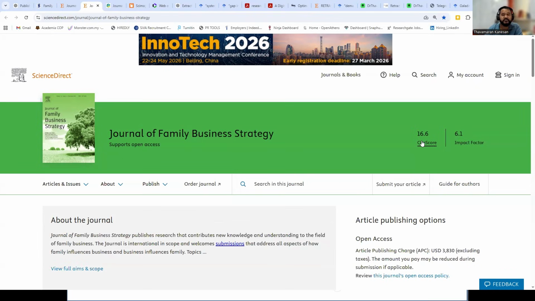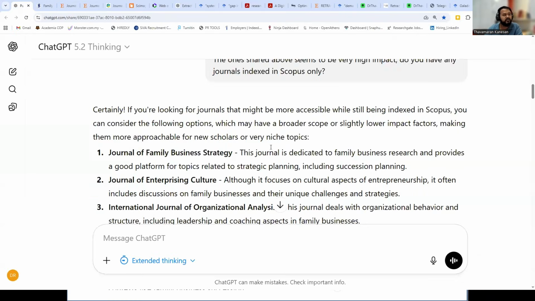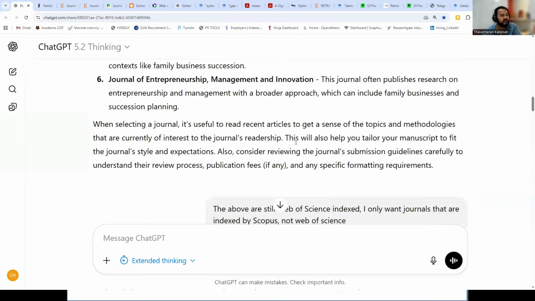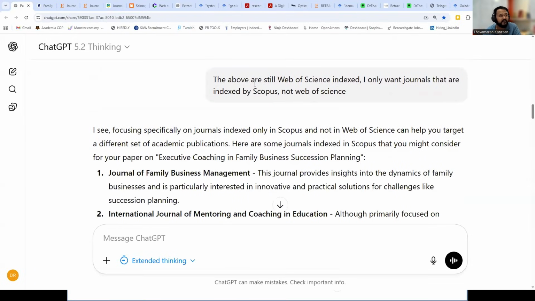Therefore, they cannot determine, they cannot decide. They don't know which is Scopus, which is not Scopus. Unfortunately. So I attempted again. I said the above are still Web of Science indexed. Dungu. I only want journals that are indexed by Scopus, not Web of Science. I never mentioned the word Dungu here, lah, but yeah. The above are still Web of Science indexed. I only want journals that are indexed by Scopus, not Web of Science.